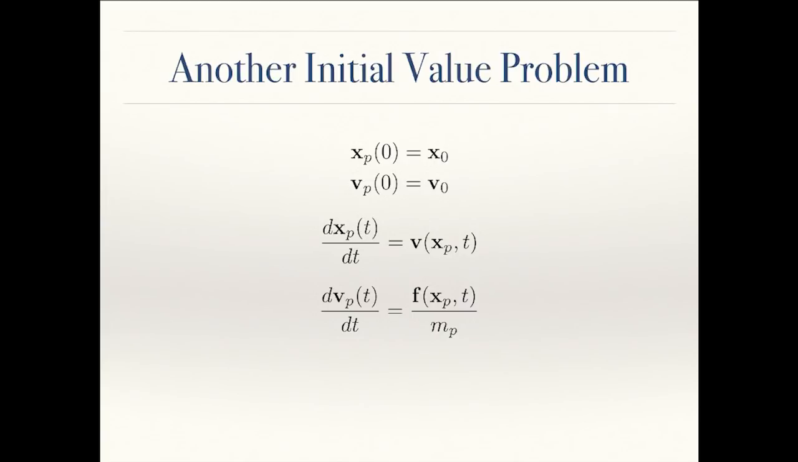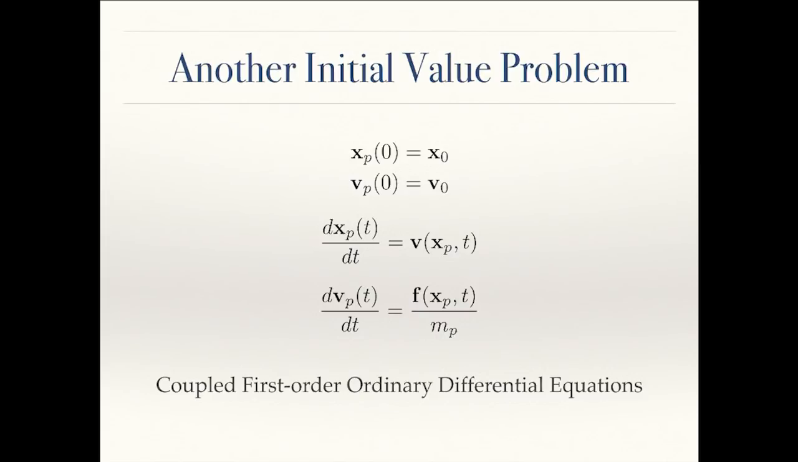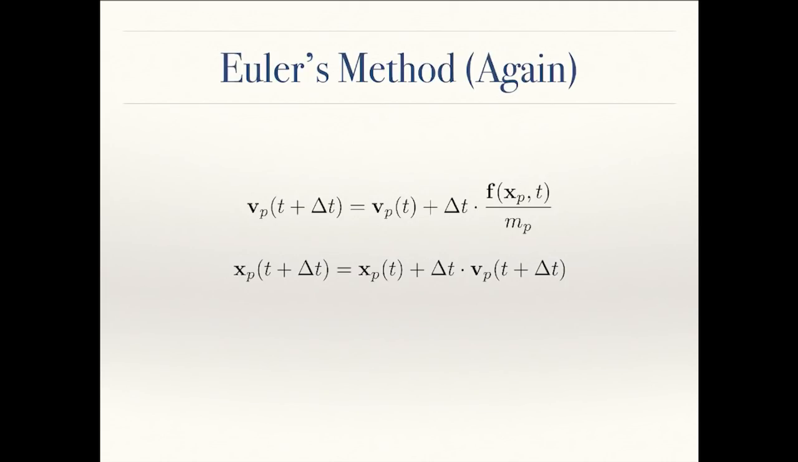We often express the second-order differential equation as a system of coupled first-order differential equations. So you can see that here we now have two equations, one for position and one for velocity, but the one for position now depends on the velocity. We can use Euler's method again to solve this.